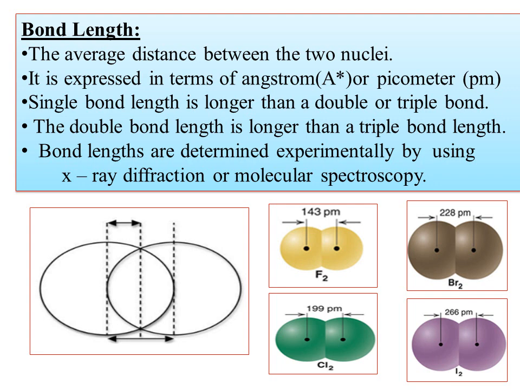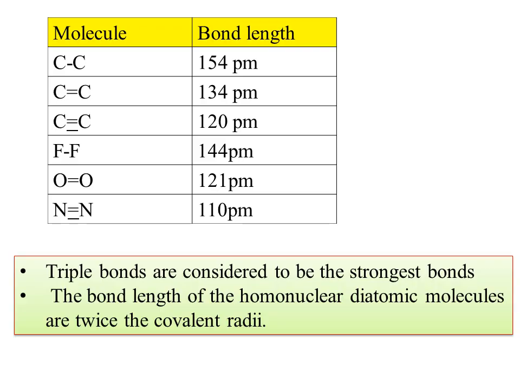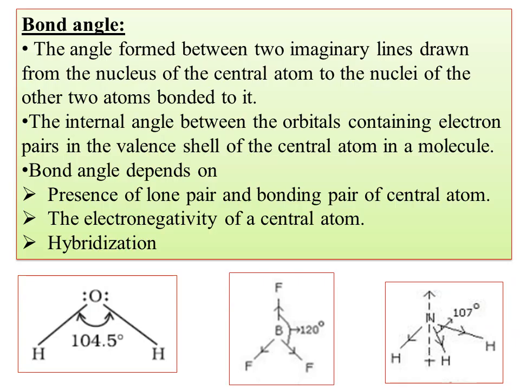So bond length varies from single bond to double bond and triple bond. Its values keep on varying. Carbon-carbon single bond is 154 picometer, carbon-carbon double bond 134 picometer, carbon-carbon triple bond 120 picometer, fluorine-fluorine 144, oxygen 121, nitrogen 110. Usually triple bonds are considered to be the strongest bonds. The bond length of homonuclear diatomic molecules is twice the covalent radius.